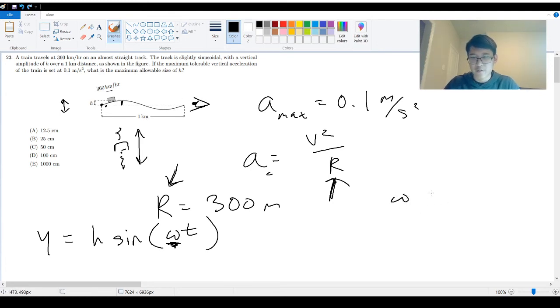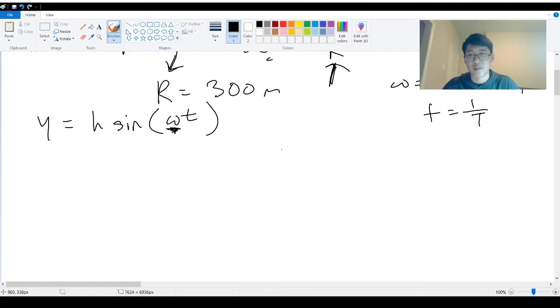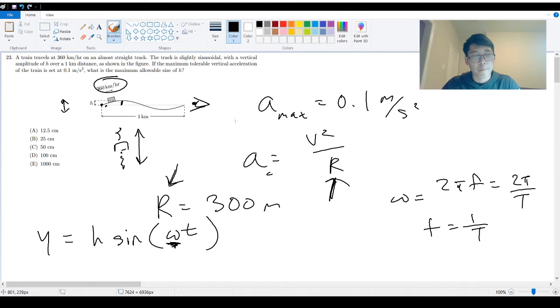We know that angular frequency is equal to 2 pi times the frequency, and frequency is equal to 1 over the period. So angular frequency is 2 pi over the period, and we can calculate the period because we are given the initial velocity of the block. As we all know, velocity times time is equal to distance, and the velocity is 360 meters per second, and it's going to be constant.